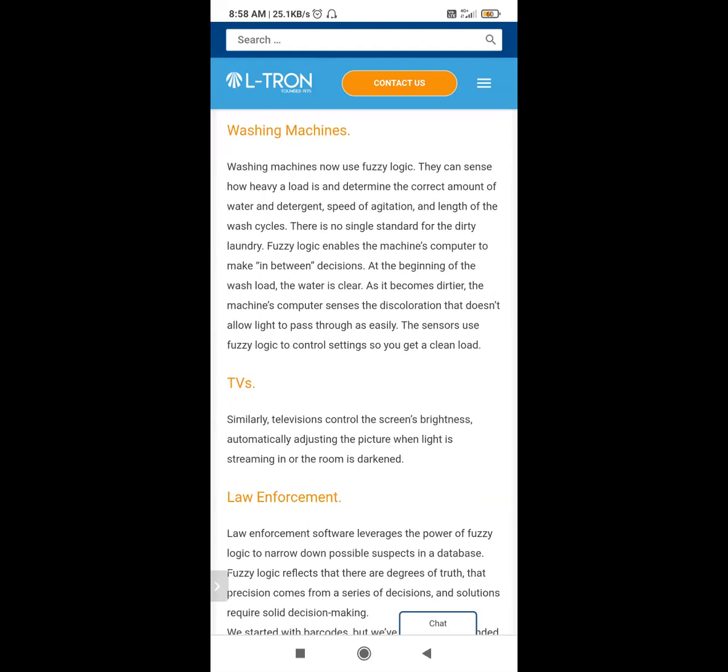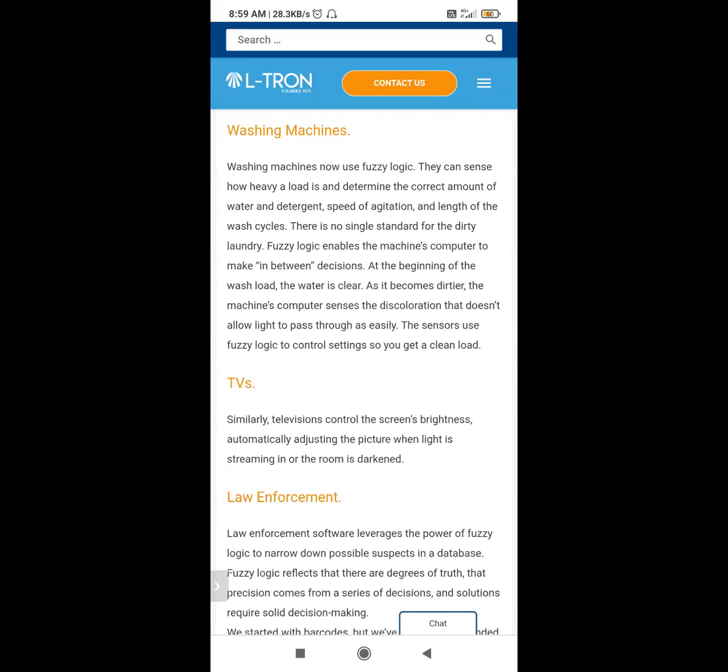That means at the beginning of the wash load, obviously the water will be clear. Whenever the dirt is being removed with the water and the detergent present in the washing machine, the water becomes dirty. So the dirty water has to be pumped out of the washing machine. Like that, it takes decisions based on the situation in the washing machine, right?